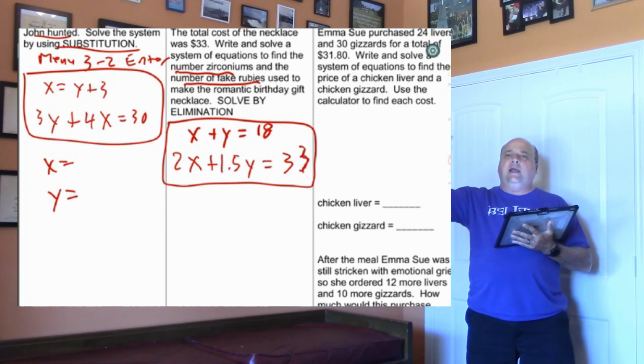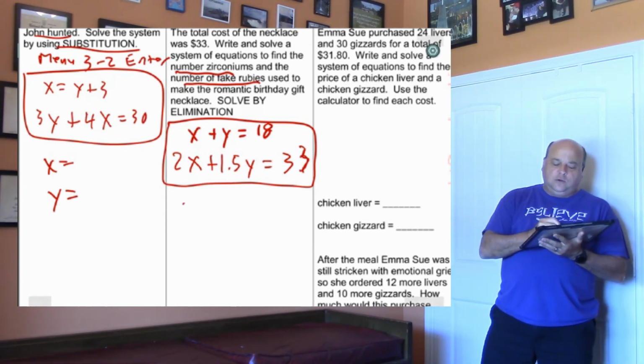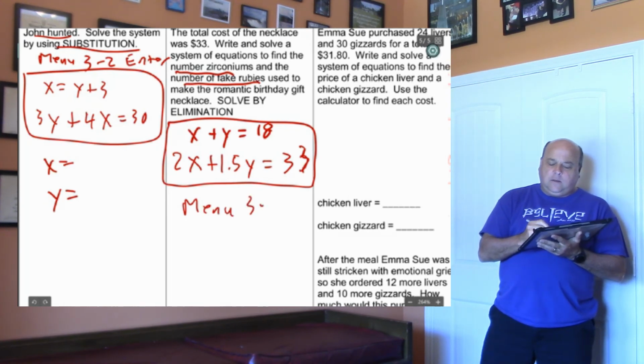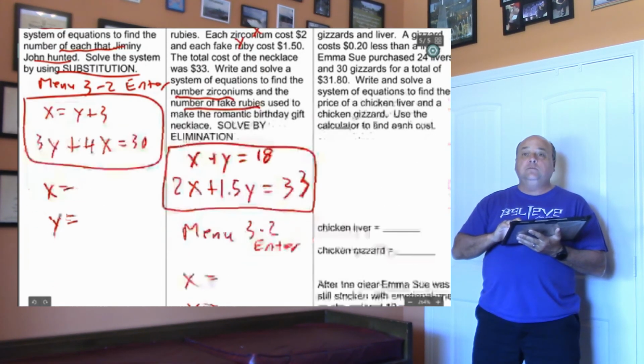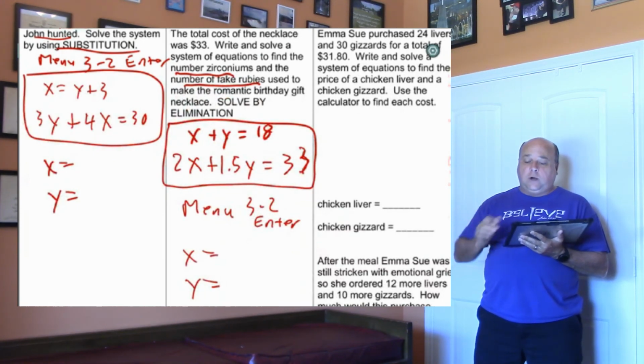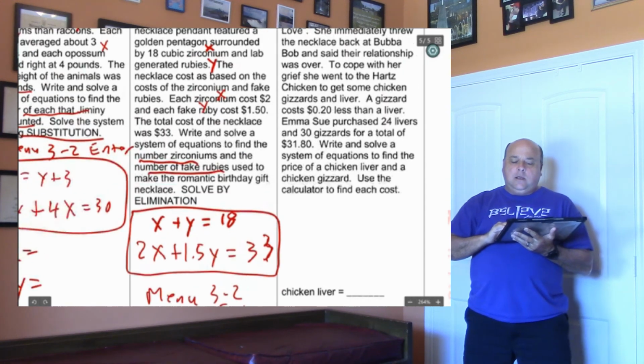Make sure you label your x and y. Just set these up. Most of these are standard equations. You'll do menu 32 enter. And then they just want to know what x and y is. X equals, y equals, okay? Make sure you know that x was what? The zirconiums and y is the rubies. Make sure you're aware of that. Continuing on the last problem.